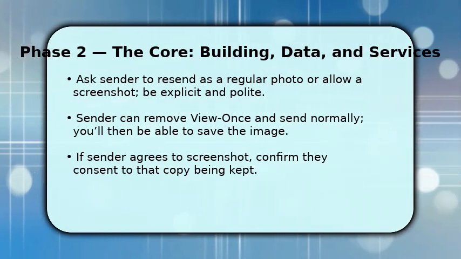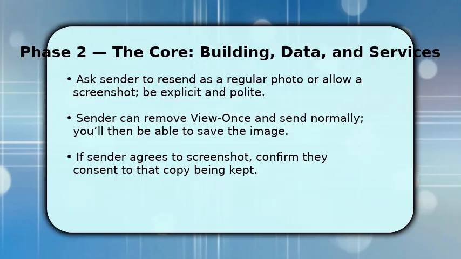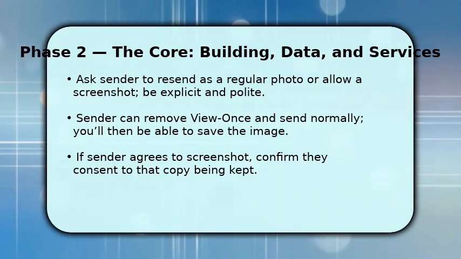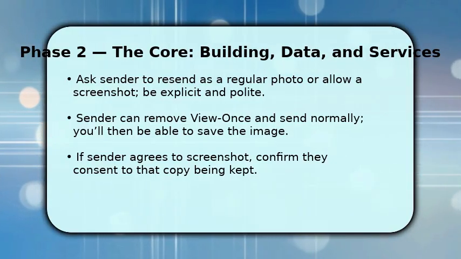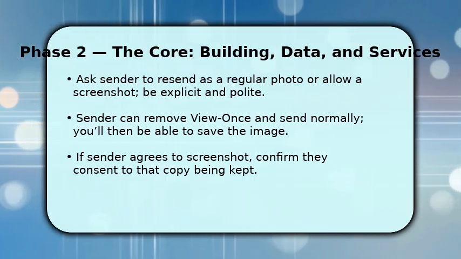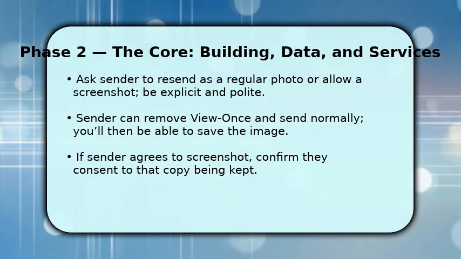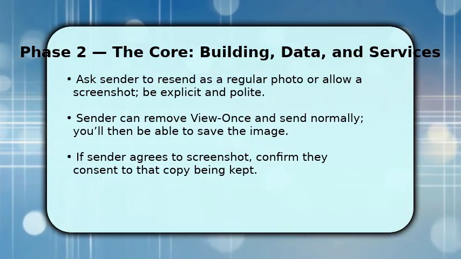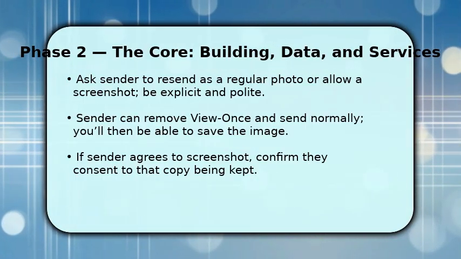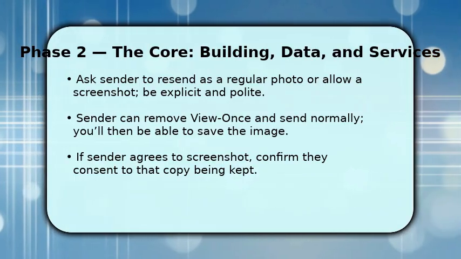Once the sender removes the View Once restriction and sends a standard image, you can save it to your gallery or back it up. Alternatively, ask for permission to take a screenshot while you view it. Make sure they explicitly consent, because privacy expectations matter. If they agree, take the screenshot immediately, then confirm they are okay with you keeping that copy.